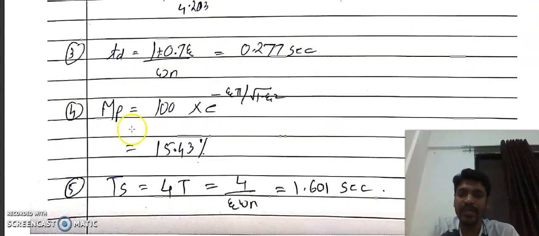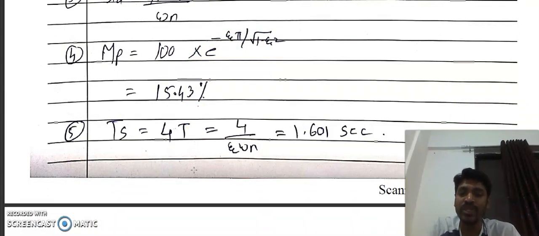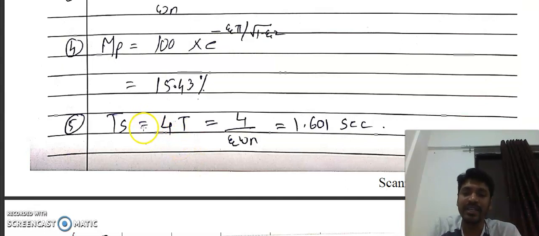For MP, we are calculating percent MP, so it is 100 into e raised to minus zeta pi by root of 1 minus zeta square. We have the value of zeta, so we can calculate the peak overshoot in percentage. And finally settling time, which is nothing but 4 times t, that is 4 by zeta omega n. So it will be 1.601 seconds.